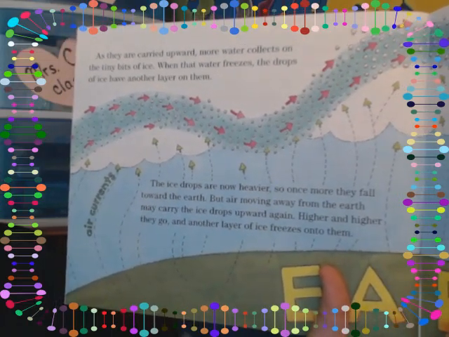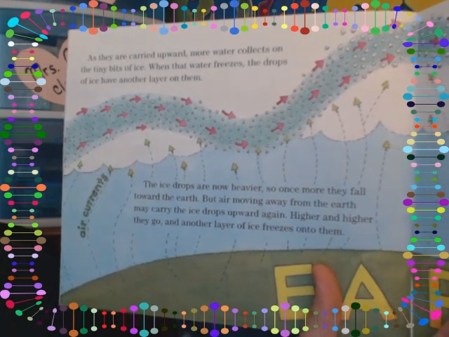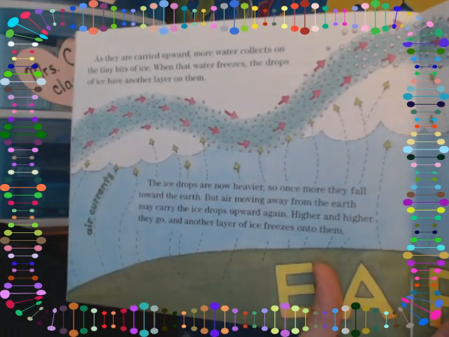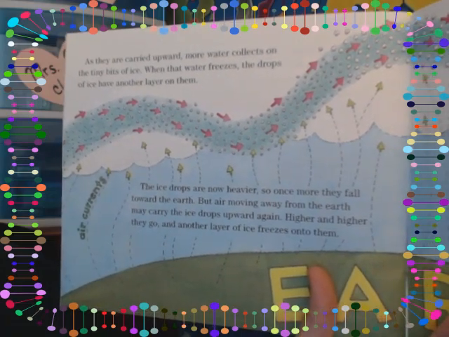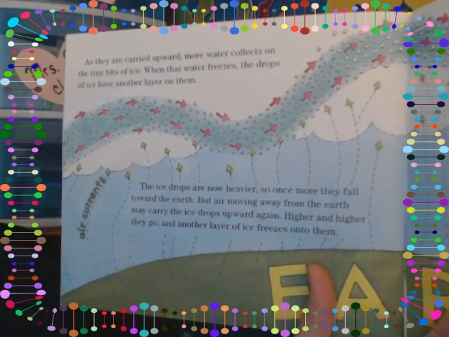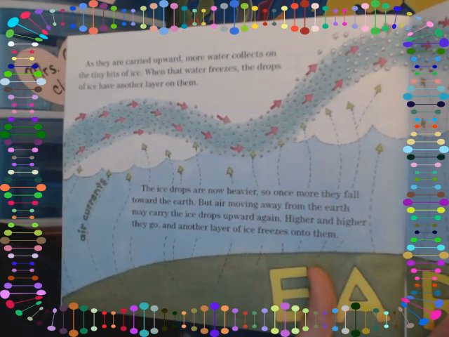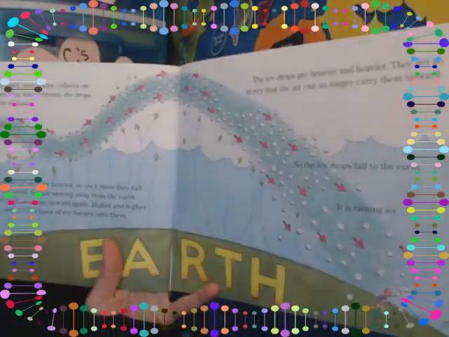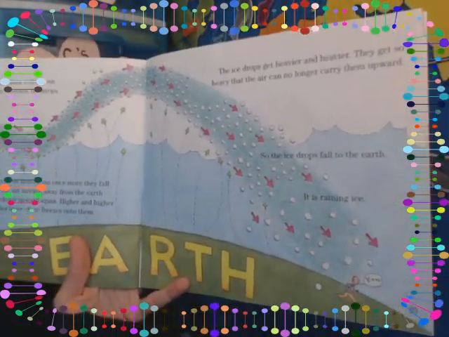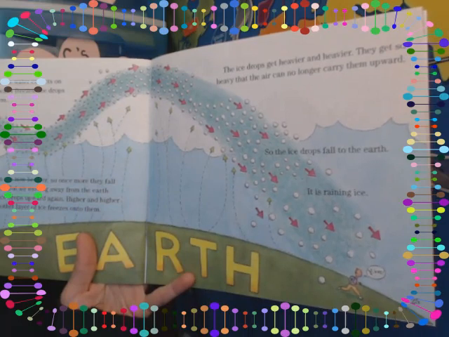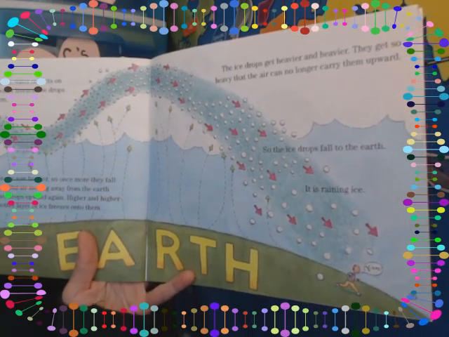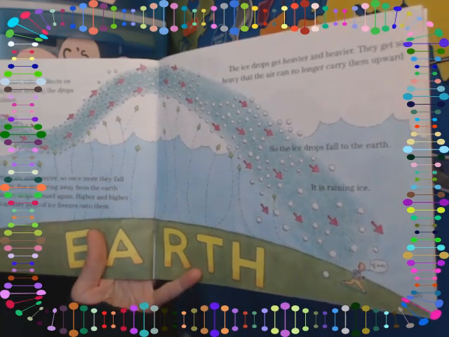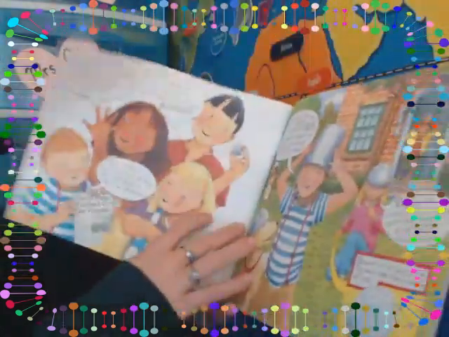When that water freezes, the drops of ice have another layer on them. The ice drops are now heavier, so once more they fall toward the earth. But air moving away from the earth may carry the ice drops upward again. Higher and higher they go, and another layer of ice freezes onto them. The ice drops get heavier and heavier. They get so heavy that the air can no longer carry them upward. So the ice drops fall to the earth. It is raining ice. Yikes!